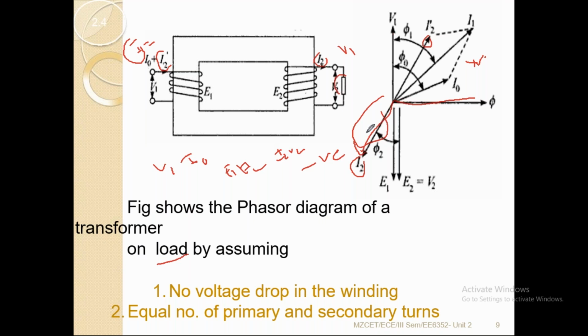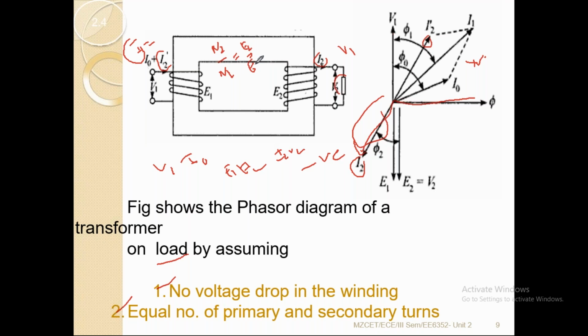Now, if you want to get this phasor diagram, you need to assume two conditions. One is there is no voltage drop in the winding, and the second is an equal number of primary and secondary turns. When that happens, you will get E1 equal to E2. Why? Because we already know the formula for the transformation ratio, right? N2 is equal to N1 and E2 equals E1.